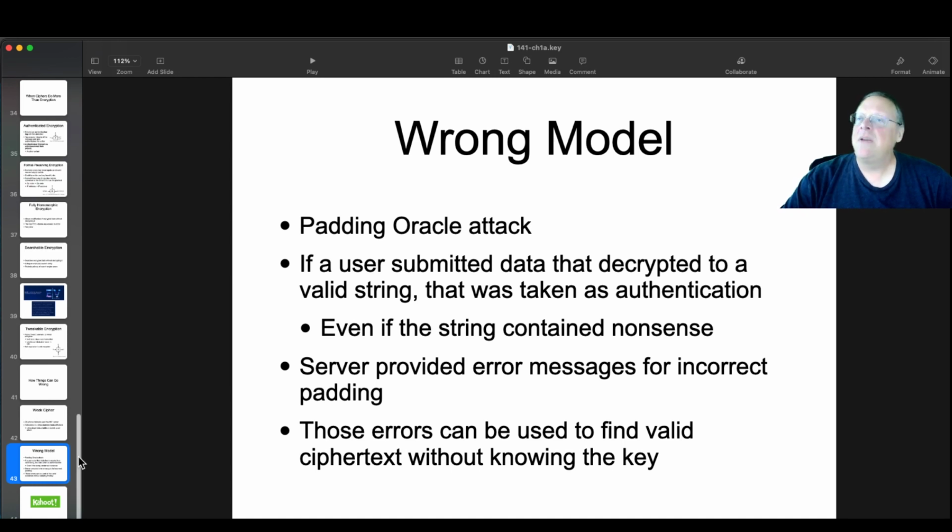There are two fundamental problems. One is that the fact that you encrypted something is taken as proof of your identity, which is not really what it's supposed to do. And the second problem is an overly informative error message. Instead of just telling you input rejected, it would tell you more information about why it was rejected, and that turned out to be information that you could use to attack it.